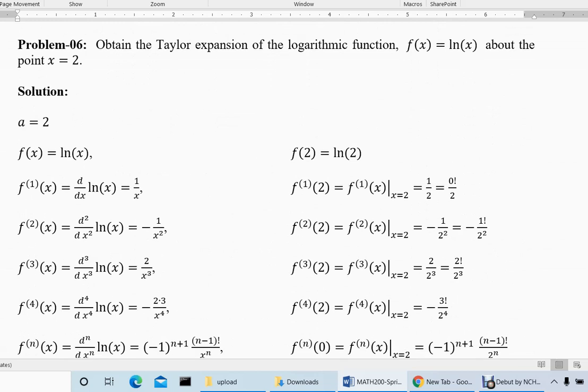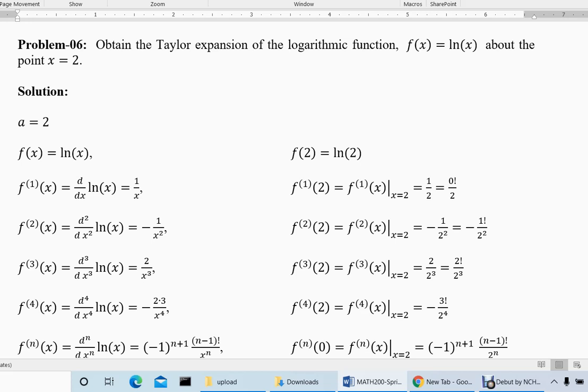Problem 6. Obtain the Taylor expansion of the logarithmic function f of x equal to ln x about the point x equal to 2. Now this 6 question onwards are what you have to be very careful. That's the type of questions you are expected to have in the exam. The first 5 examples were very easy with a equal to 0. Now a is not equal to 0.